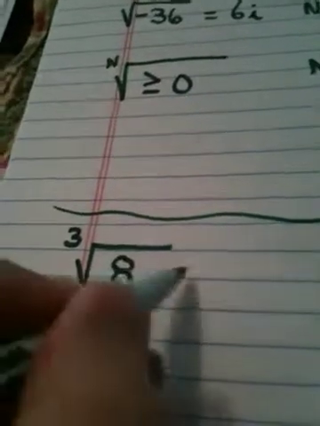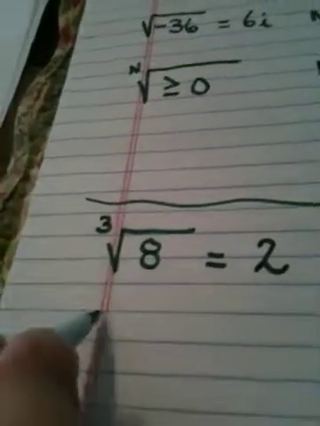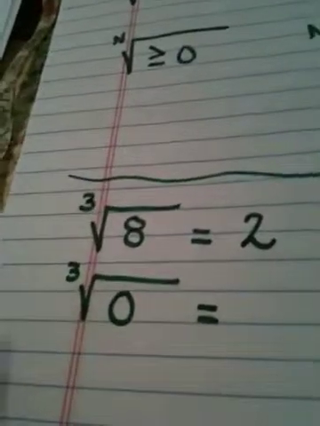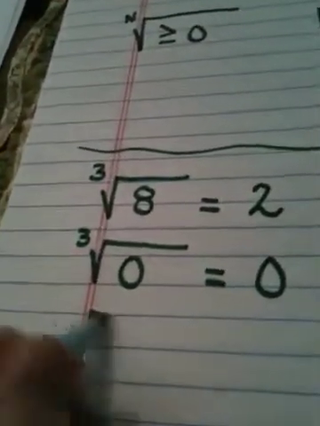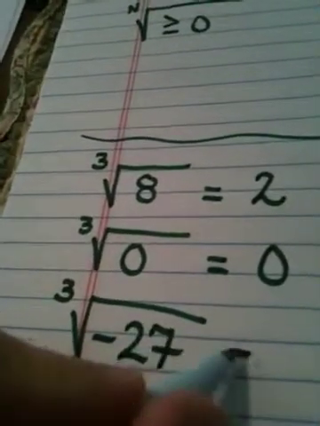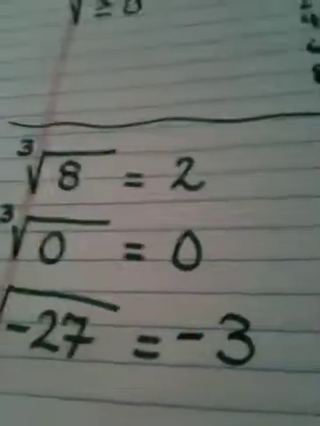Now, let's think about odd roots. If I ask you to find the cube root of 8, what times what times what gives you 8? Hopefully you would get a 2. What if I said find the cube root of 0? What times what gives you 0? That would be 0. What if I said find the cube root of negative 27? In other words, a negative number under a cube root. What times what gives you negative 27? Well, the answer would be negative 3.